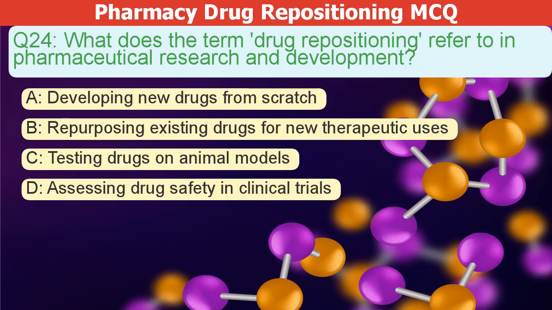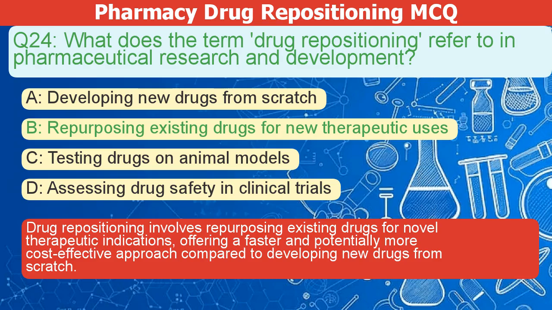What does the term drug repositioning refer to in pharmaceutical research and development? A. Developing new drugs from scratch. B. Repurposing existing drugs for new therapeutic uses. C. Testing drugs on animal models. D. Assessing drug safety in clinical trials. The correct answer is B. Drug repositioning involves repurposing existing drugs for new uses. This offers a faster and potentially more cost-effective approach than developing entirely new drugs.